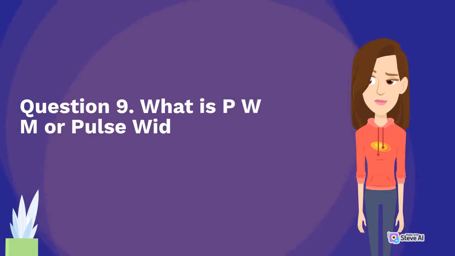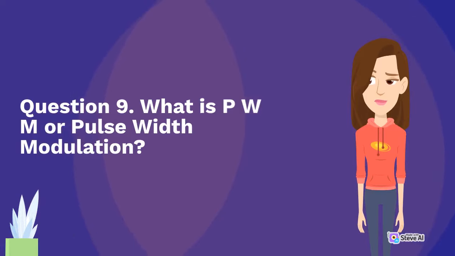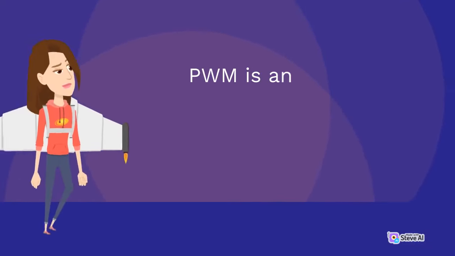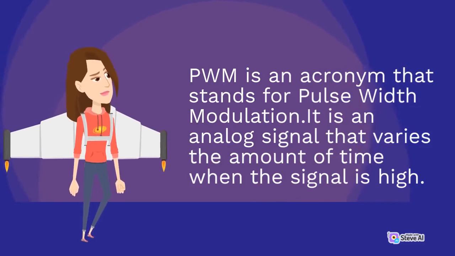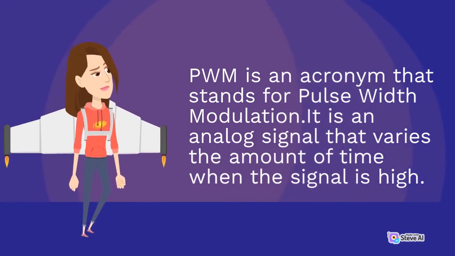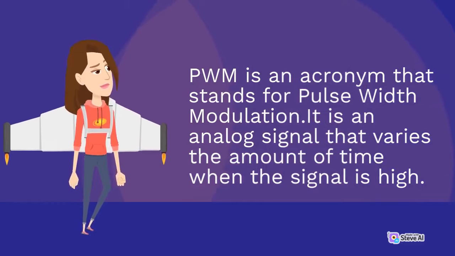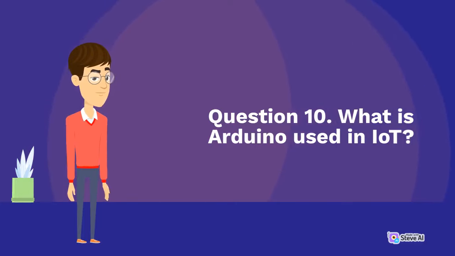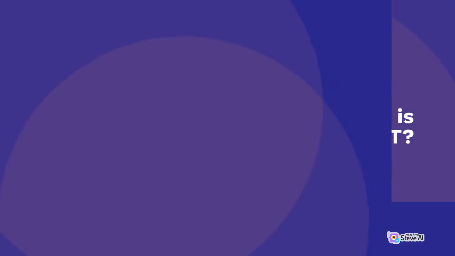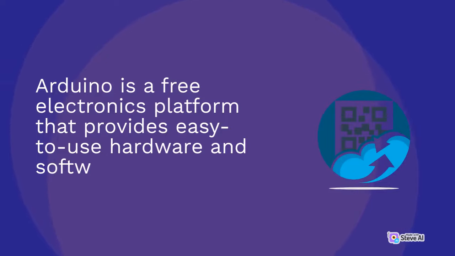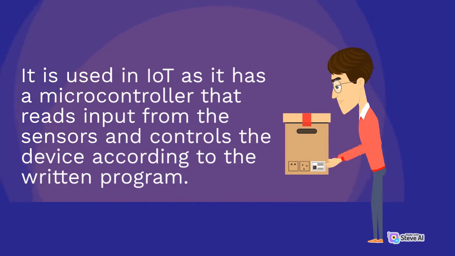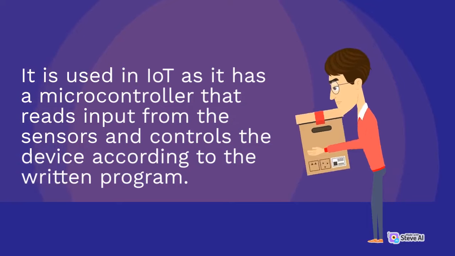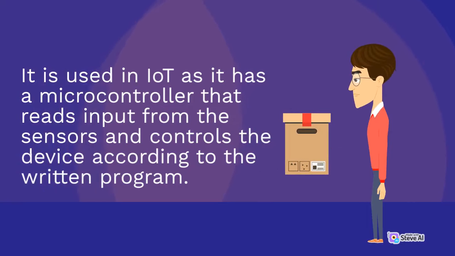Question 9. What is PWM or pulse width modulation? PWM is an acronym that stands for pulse width modulation. It is an analog signal that varies the amount of time when the signal is high. Question 10. What is Arduino used in IoT? Arduino is a free electronics platform that provides easy-to-use hardware and software. It is used in IoT as it has a microcontroller that reads input from the sensors and controls the device according to the written program.